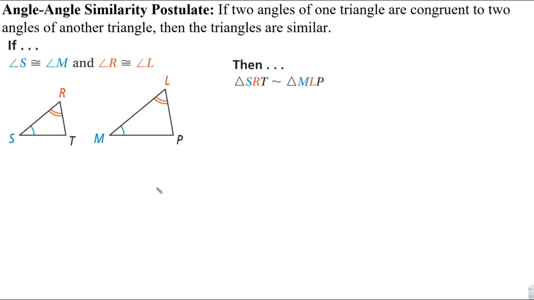Here's what those are. First one's the angle-angle similarity postulate. It just says that if 2 angles of one triangle are congruent to 2 angles of another triangle, then the triangles are similar. So if 2 out of the 3 angles match, we'll say these triangles are similar to each other.